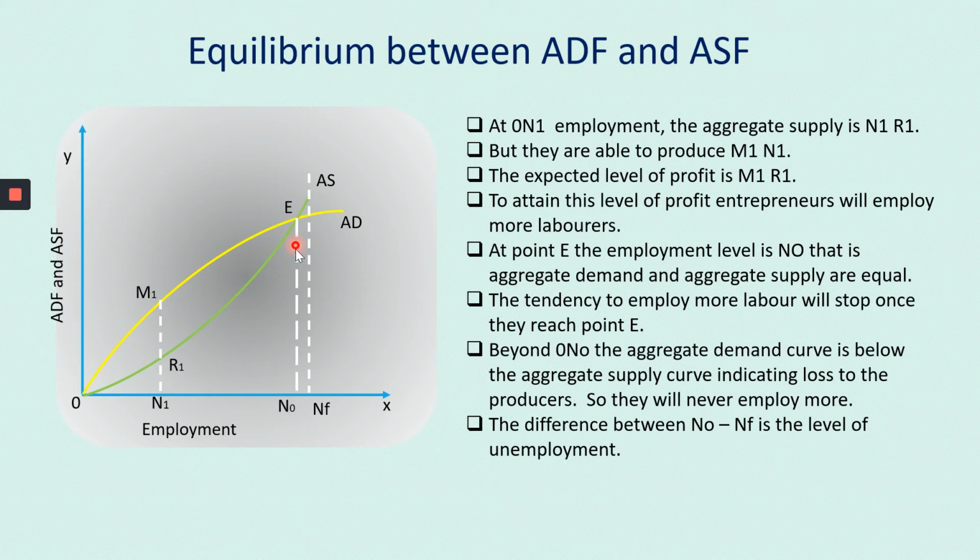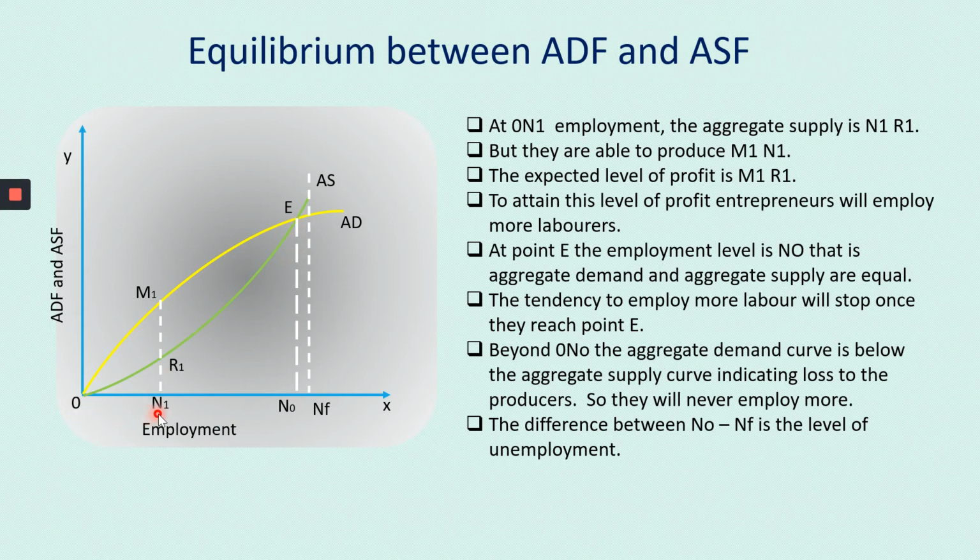So from equilibrium, I draw a straight line perpendicular to the x-axis. From here I draw a straight line which is perpendicular to the x-axis. This is called N0. What is this called? N0. Okay, so this is the point of equilibrium. Now come to this point. Suppose the employment is ON1; ON0 is the point of equilibrium.